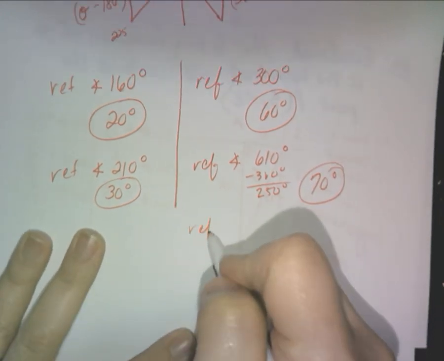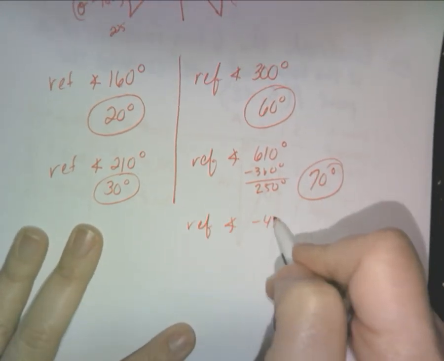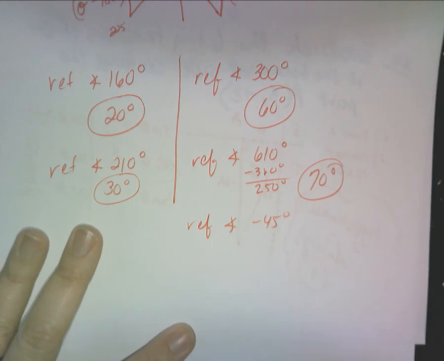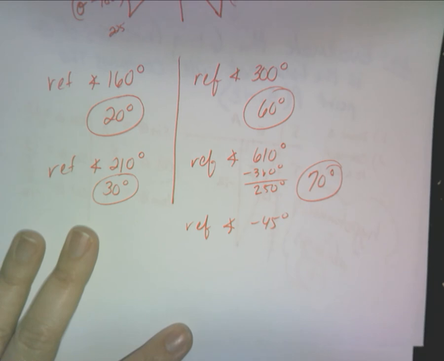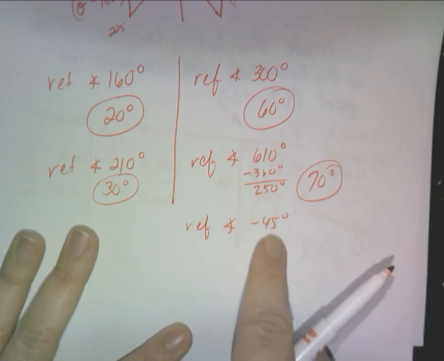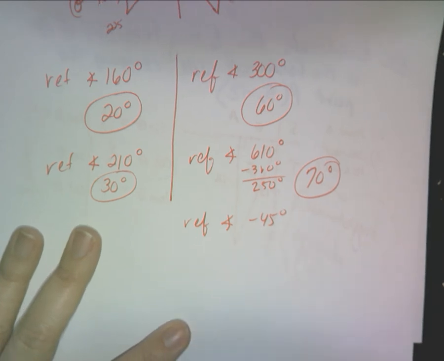Just real quick, what if I had given you a reference angle of negative 45? Guess what the acute reference angle would be? What would be the reference angle to negative 45? 45. You just change it to positive. If this is already acute, just change it to positive.